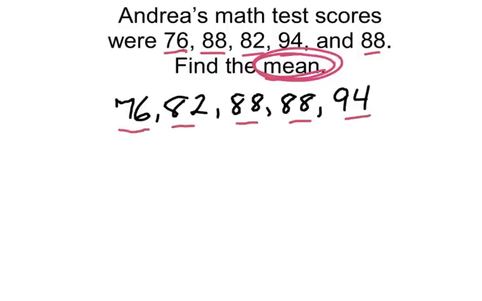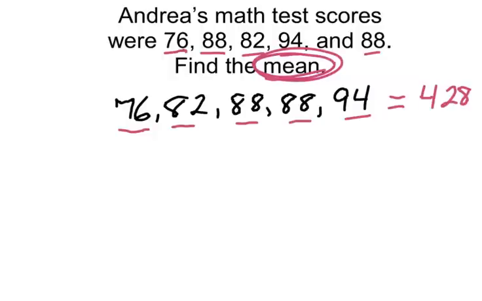So basically we're going to add 76 plus 82 plus 88 plus 88 plus 94. Add all those up, divide by 5. So let's do that. We have 76 plus 82 plus 88 plus 88 plus 94. That's going to equal 428.